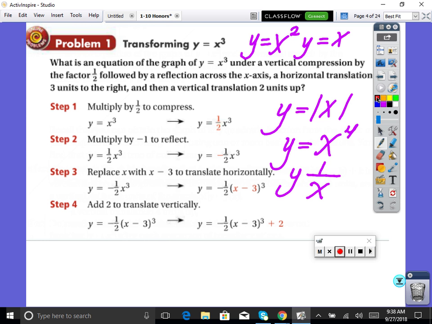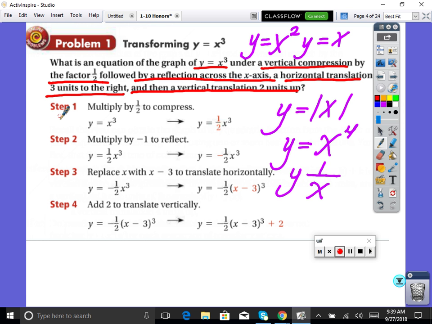So right here we're asked to take x cubed and transform it in the following ways. So it says right here, do a vertical compression by a factor of a half, followed by a reflection across the x-axis. Then we need a horizontal translation of 3 units to the right, and then a vertical translation of 2 units up. So let's see right here. It says step 1, we take and times it by a half. Isn't that what we do? A is the stretch or compression.